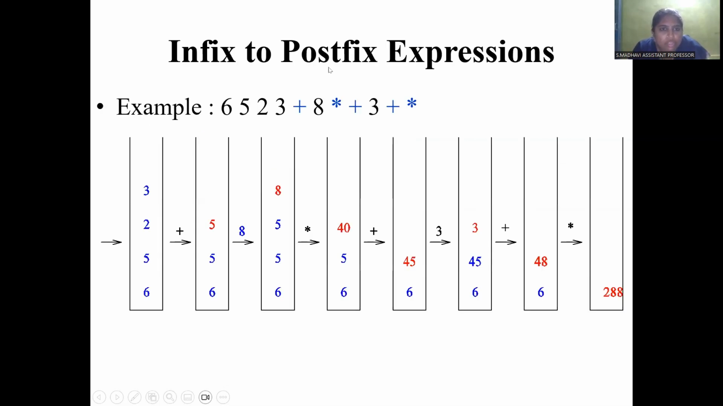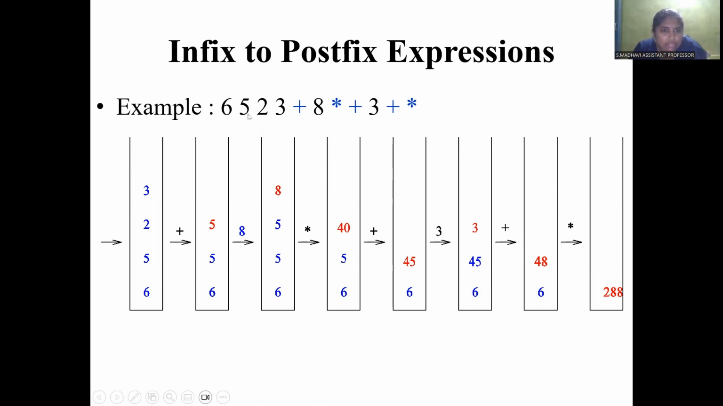So this was the postfix expression given to us: 6 5 2 3 + 8 * + 3 + *. I'm going to evaluate this postfix expression using the stack concept. Evaluate in the sense that I'm going to solve this expression. According to the algorithm, first 6 will be read and placed onto the stack, at the bottom of the stack.